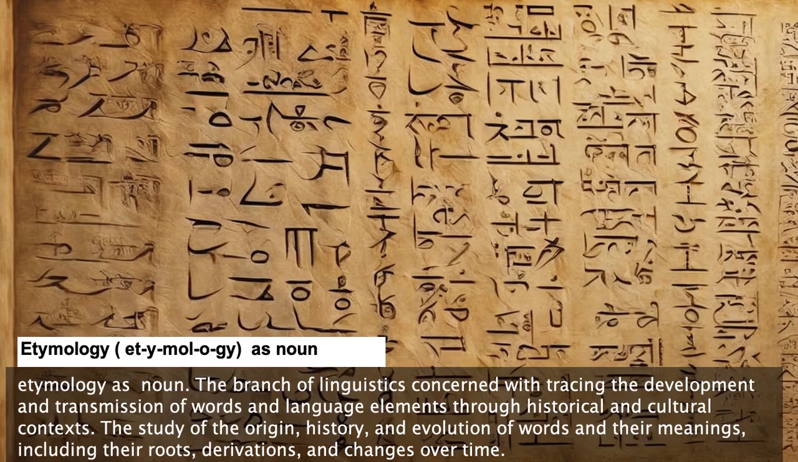Etymology, noun: the branch of linguistics concerned with tracing the development and transmission of words and language elements through historical and cultural contexts. The study of the origin, history, and evolution of words and their meanings, including their roots, derivations, and changes over time.